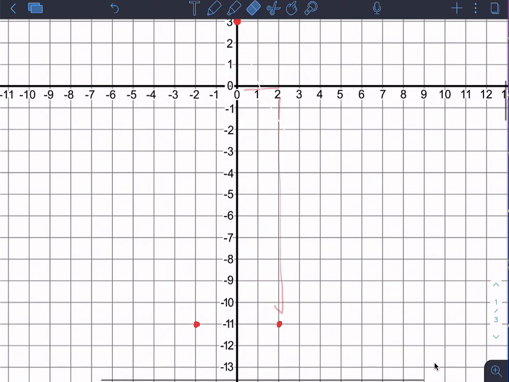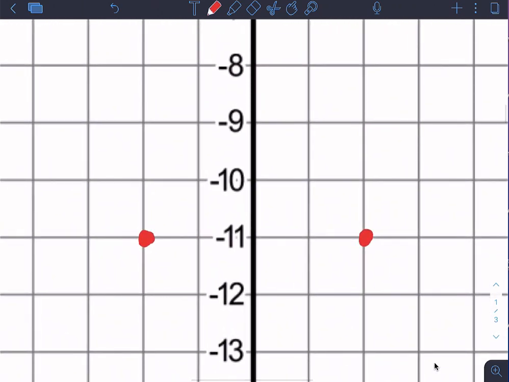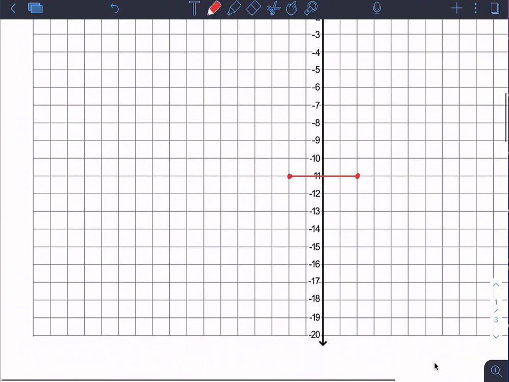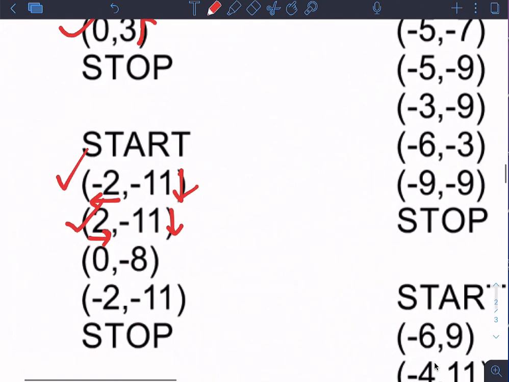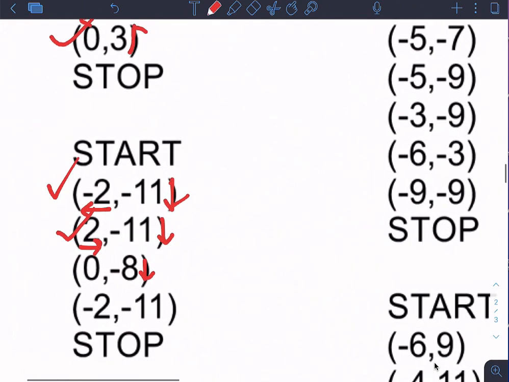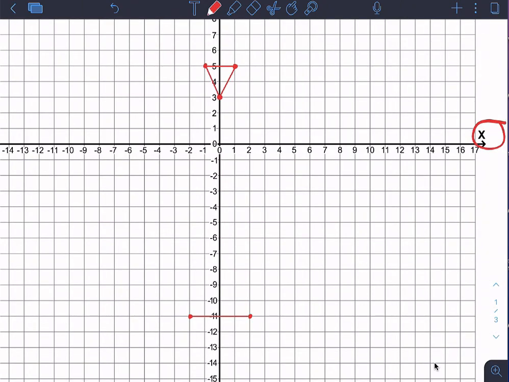Again, I need to erase those. If I were you, I would not draw them. Just make sure you are putting it in the right spot. And then I need to connect these with a nice straight line. Now I'm done with my second point. This one tells me neither right or left, but down 8. So just going down to -8.